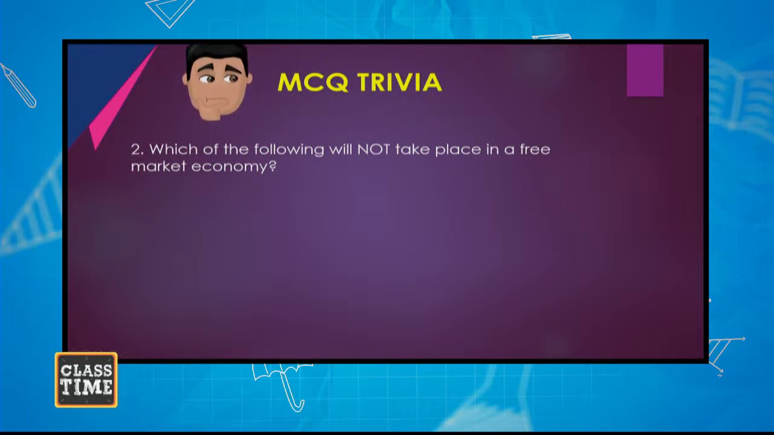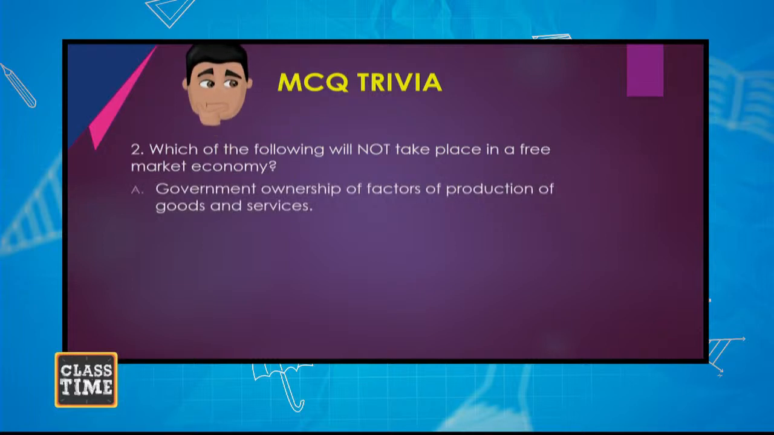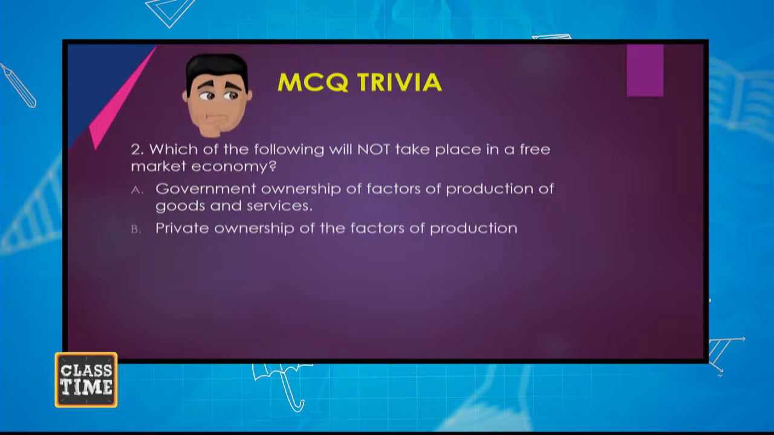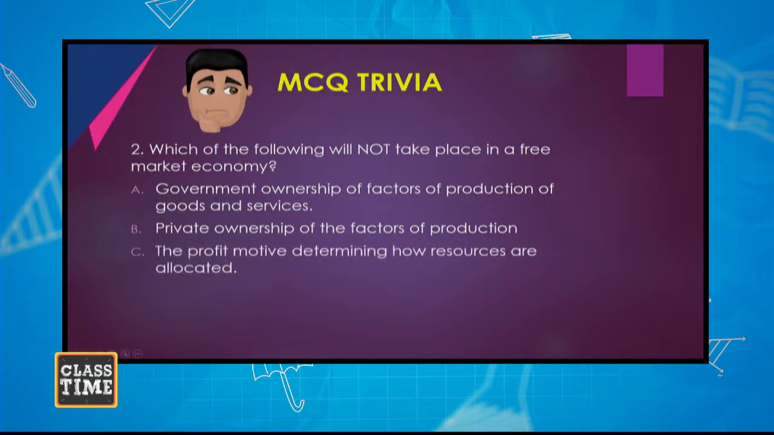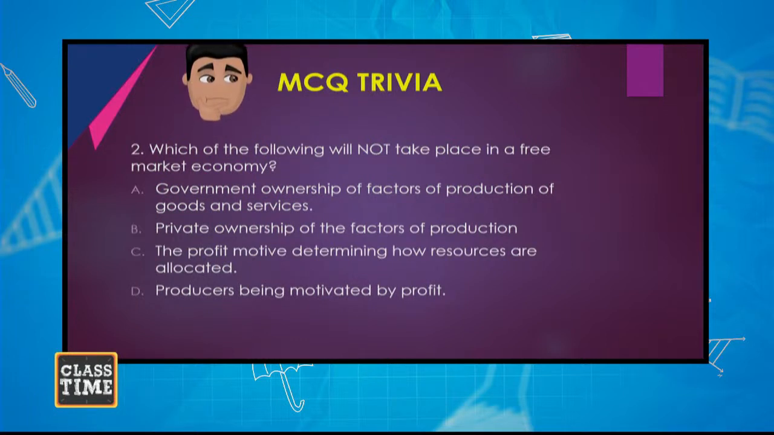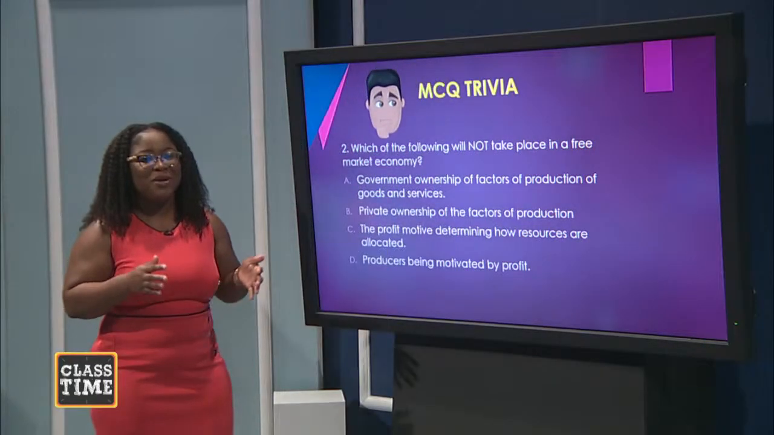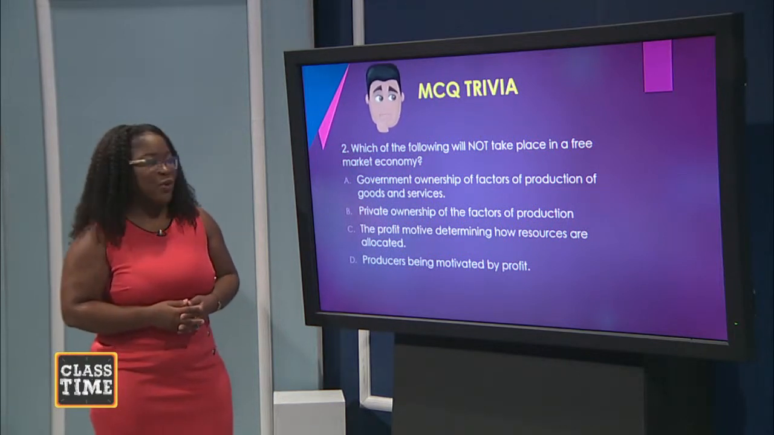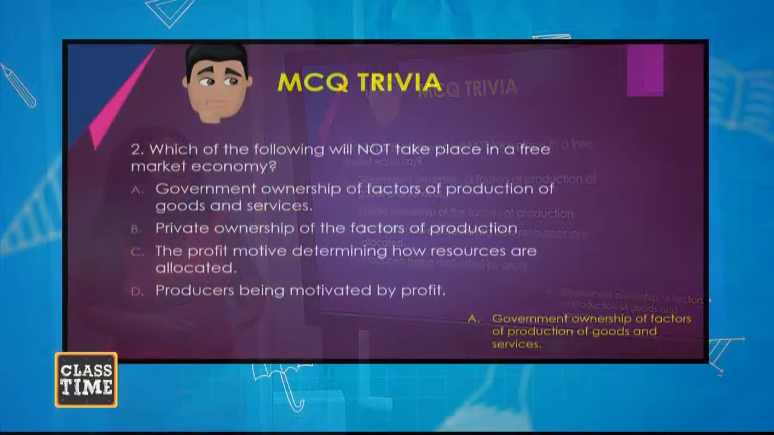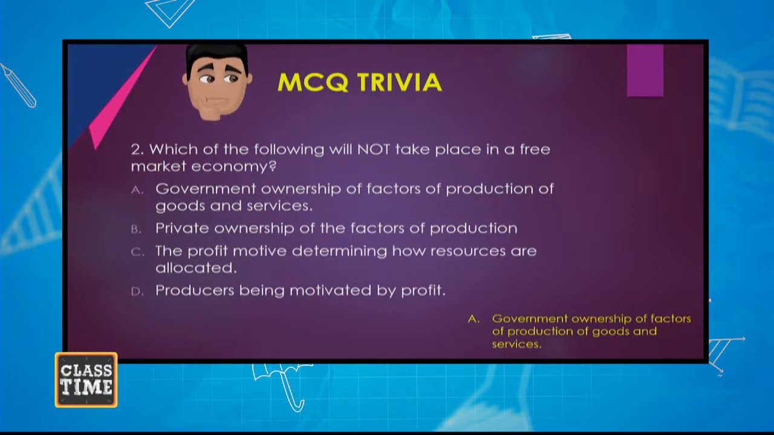Let's look at our second trivia. Which of the following will not take place in a free market economy? Is it A, government ownership of factors of production of goods and services? B, private ownership of the factors of production? C, a profit motive determining how resources are allocated? Or D, producers being motivated by profit? Let's repeat the question because some of the answers are long. Which of the following will not take place in a free market economy? Remember what we said, even though we don't really have a completely free market economy, there are some that are very close. So if you say A, you're correct. In a free market economy, what will not take place is the government owning the factors of production of goods and services.